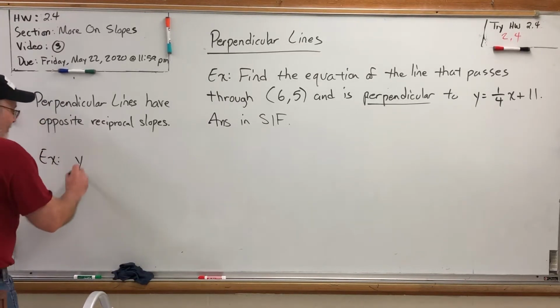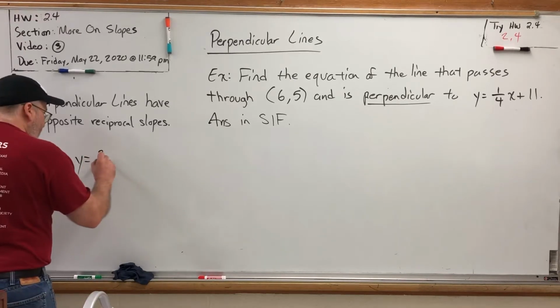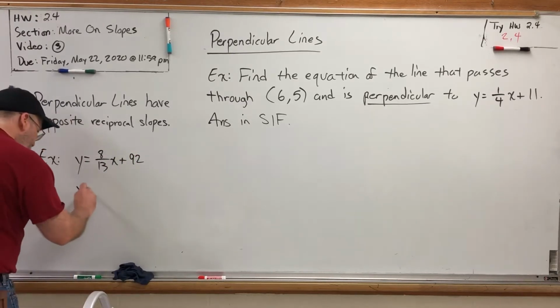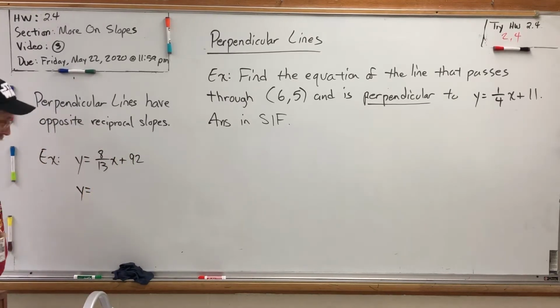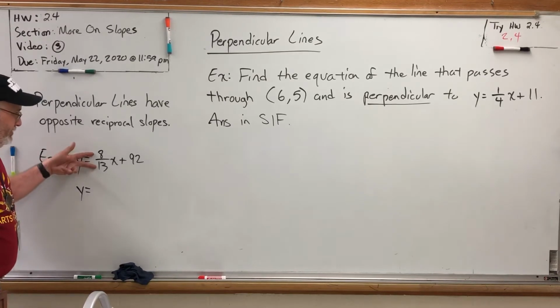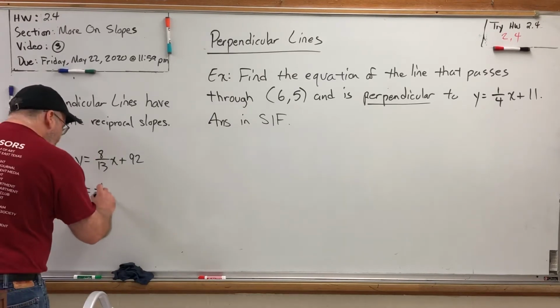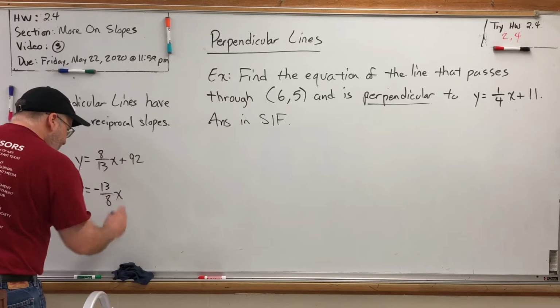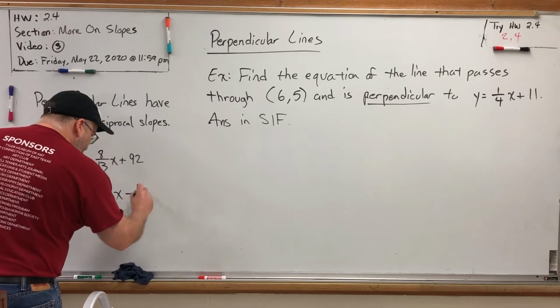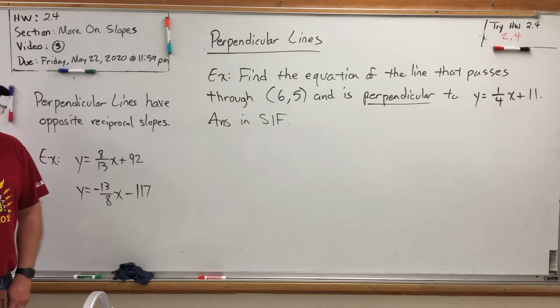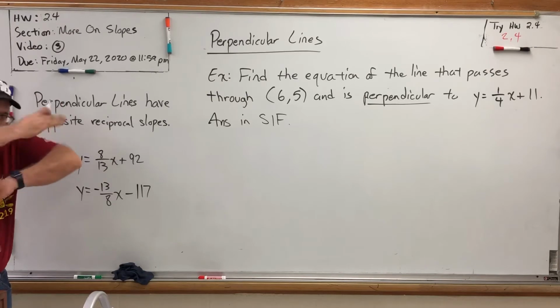For example, let's say we had the line y = 8/13 x + 92. Could you give me the equation of a perpendicular line? Well, the slope of this line is 8/13, and so the slope of a perpendicular line would have an opposite slope, so it would be negative, but also reciprocal, so it would be 13/8. So y = -13/8 x, we'll say minus 117. The intercepts are actually irrelevant because the intercepts do not determine if lines are parallel or perpendicular. It's all about the slopes.